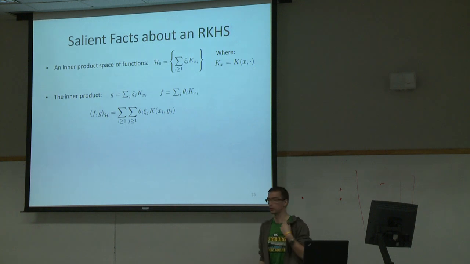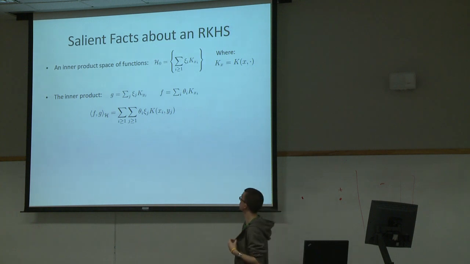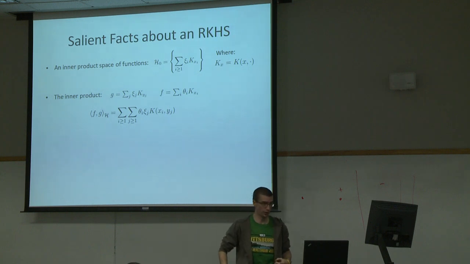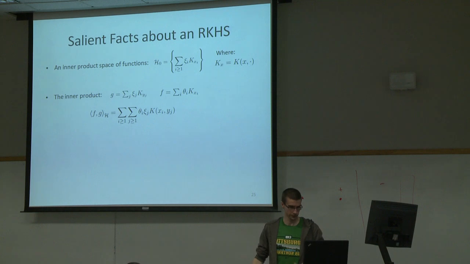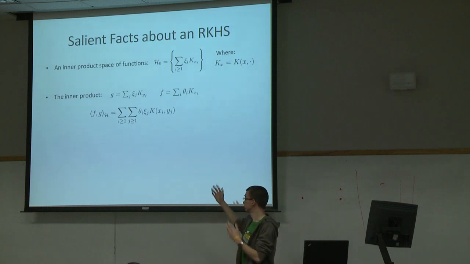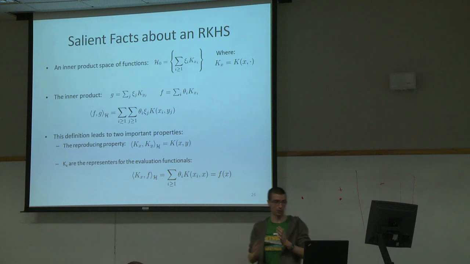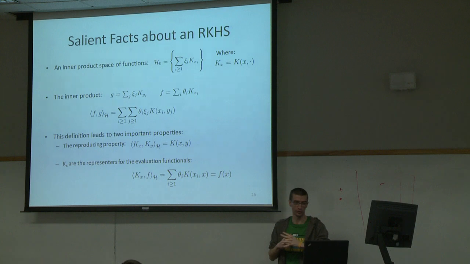The inner product is defined like this. If we take two functions, g and f, g defined with coordinates psi, and f with coordinates theta, then the inner product is given as a sum over, you can read what it says. I don't really know how to explain it. Anyway, the point is this definition leads to very important properties which aren't present in just an arbitrary inner product space over functions.